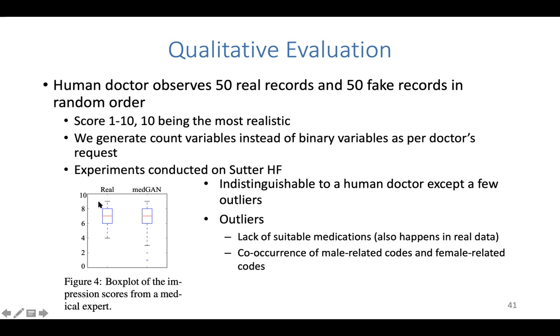And the doctor, so this is a box plot. Here, all real records on average received about a score of 7, and the same goes with fake samples. Interestingly, fake samples on average received a score of 7. So it was on average indistinguishable. But there are a few outliers, like here.